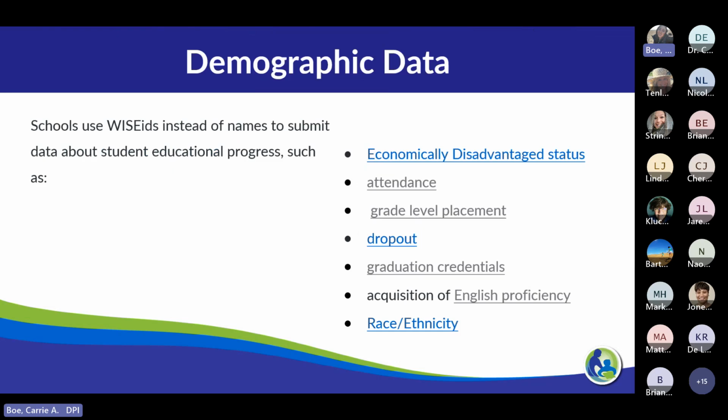Another piece of data that may be new to you, economically disadvantaged status, that alternate household income form. Use that in your enrollment paperwork if you are not participating in the National School Lunch Program or Community Eligibility Provision.